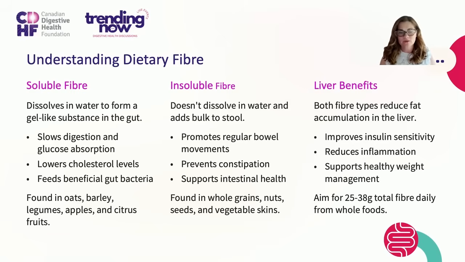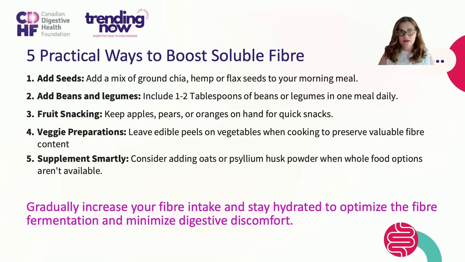When I'm doing diet reviews in my practice, I often notice that people are not consuming enough soluble fiber, which is why I tend to spend a little bit more time talking about it. So how do you boost soluble fiber? You can, one, add seeds like sprinkling chia, flax, or hemp seeds into your breakfast or smoothies.